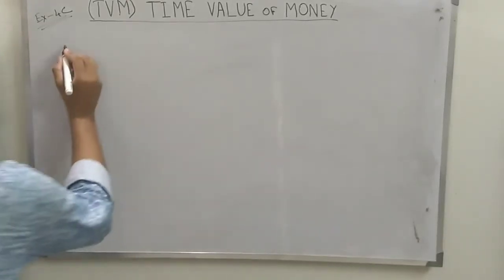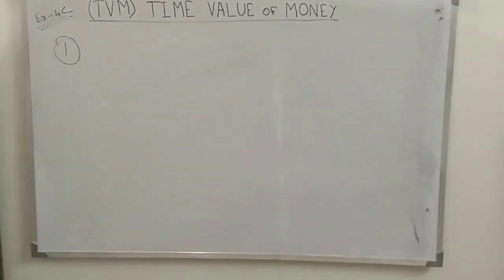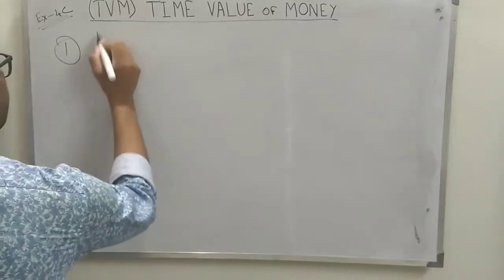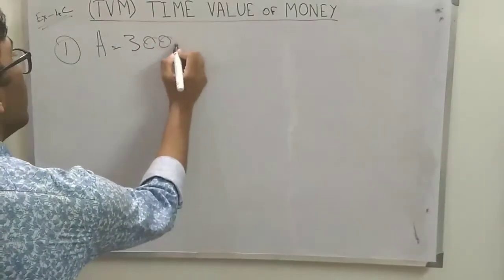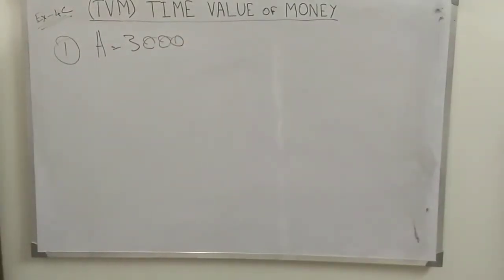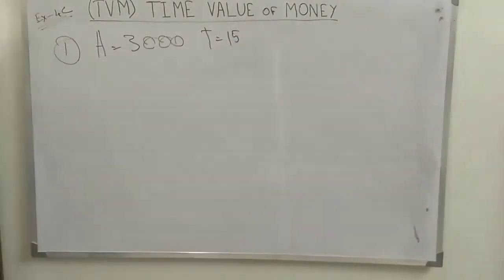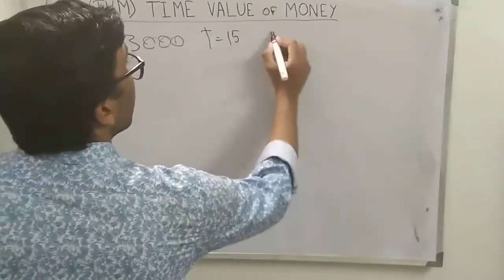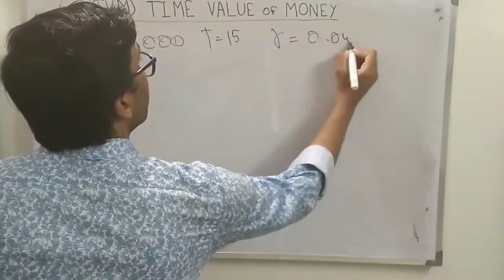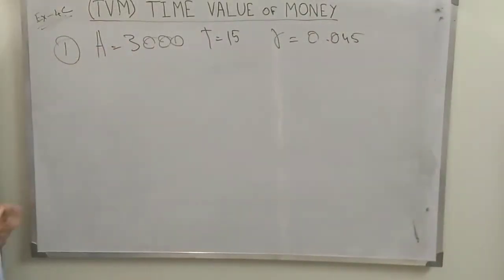Question number 1. In question number 1, the present value of an annuity is asked. That means the present value has been asked of an annuity of rupees 3000. That means the annuity value is 3000 for 15 years. T is 15 at 4.5% compound interest. R is 0.045. We have to calculate the present value.